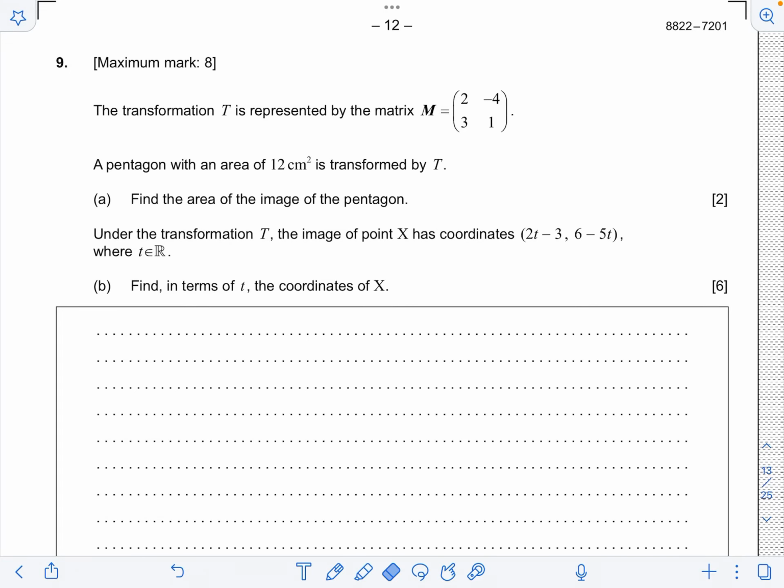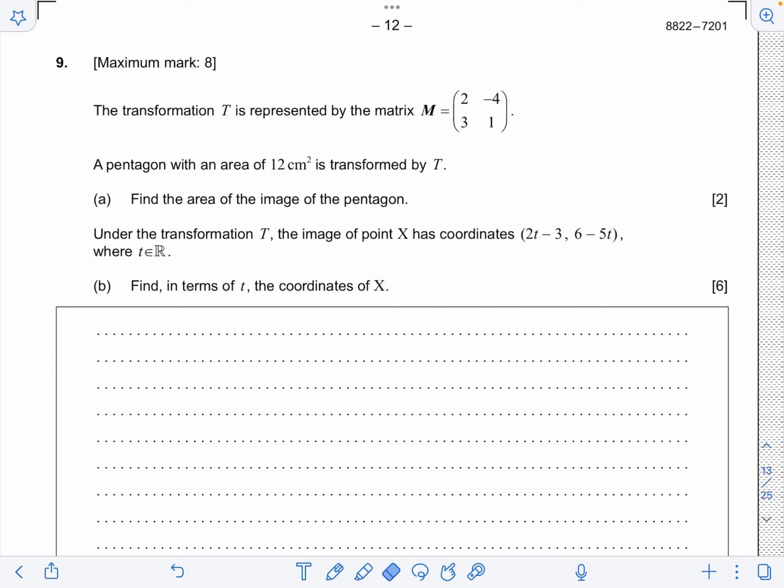I am going to go through number 9 from paper 1, HL, Math Applications and Interpretation, November 2022, IB exam. So here we have number 9. We are given a transformation matrix, M, and we're told that a pentagon has an area of 12 centimeters squared and it gets transformed. And we're asked to find, for part A, the area of the image, so the transformed area.